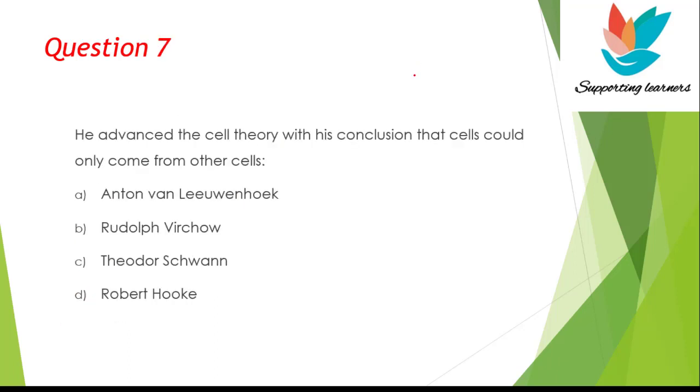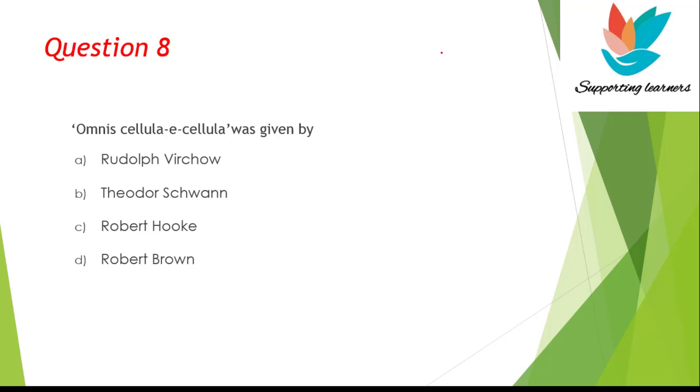Question 7. He advanced the cell theory with his conclusion that cells could only come from other cells. And these are your 4 options. Yes, the answer is B, Rudolf Virchow. Question 8. Omnis cellula e cellula was given by, and your options are as follows. So yes, it's a very direct question. Omnis cellula e cellula was given by Rudolf Virchow.